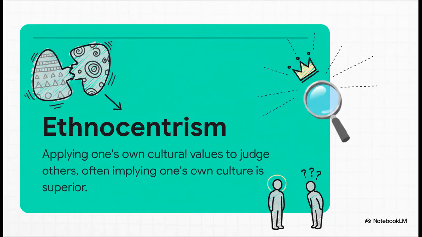When cultures do meet, we often see something called ethnocentrism. This is a huge concept. It's basically when you use your own culture as a yardstick to judge other people's cultures. And it usually comes with the unspoken belief that, well, my way is the best way.